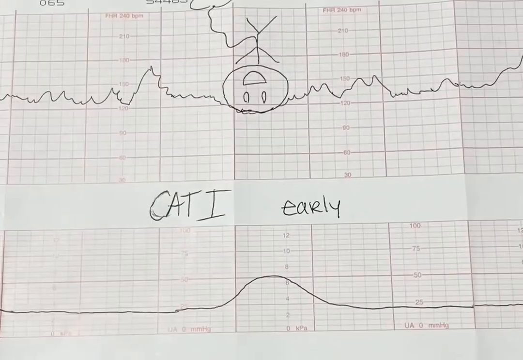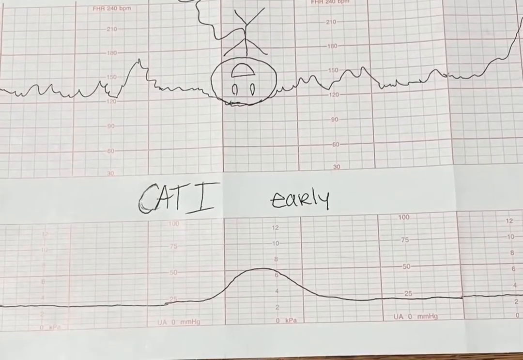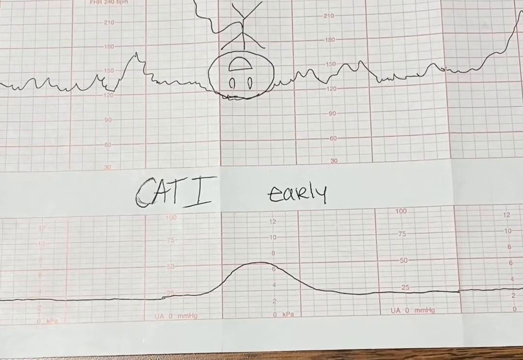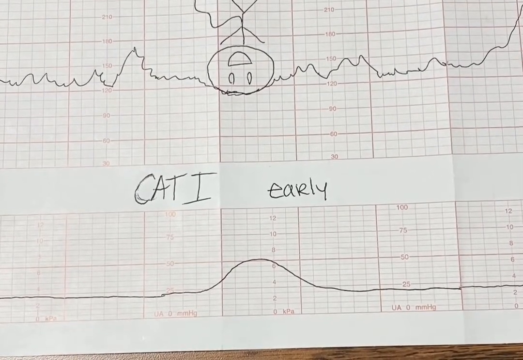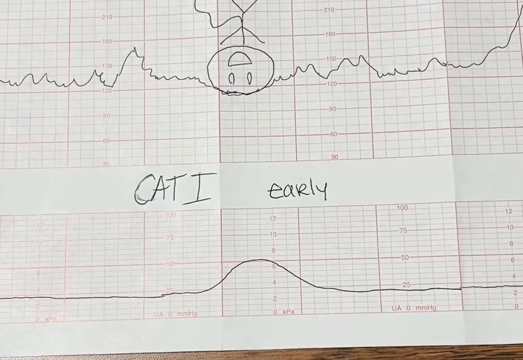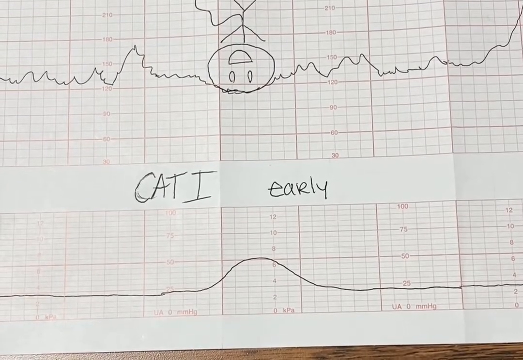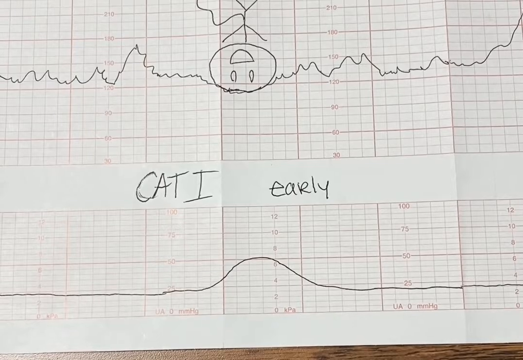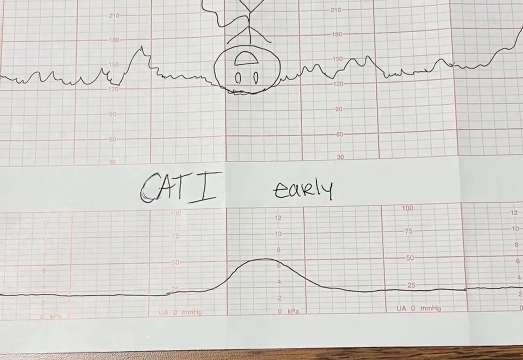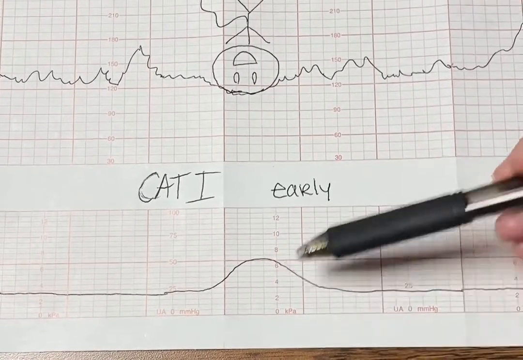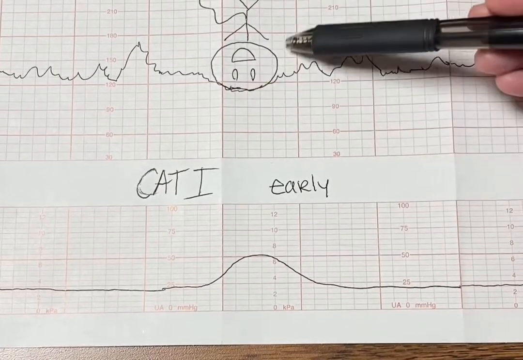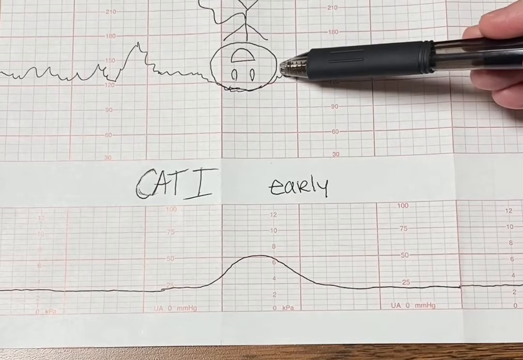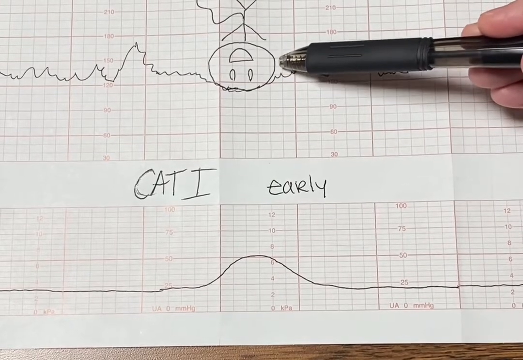For category 1, the definition is moderate variability with or without accels or with or without early decelerations. The fetal heart rate is between 110 and 160. There are no variable decels or late decels. In this, with early, we see that the contraction mirrors the early deceleration, and that's because the baby's head is pushing down on the cervix and getting ready for birth.